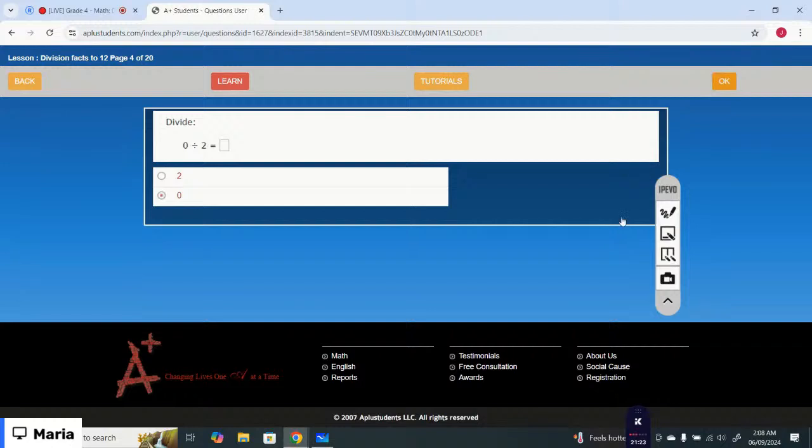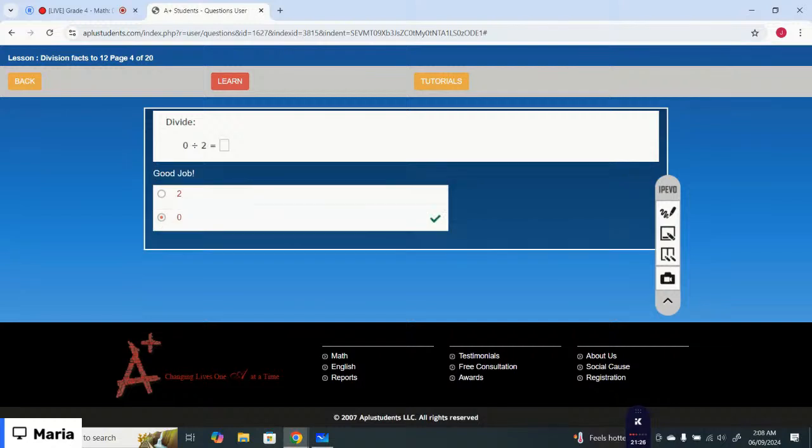The correct option is 0. 0 divided by 2 is 0.